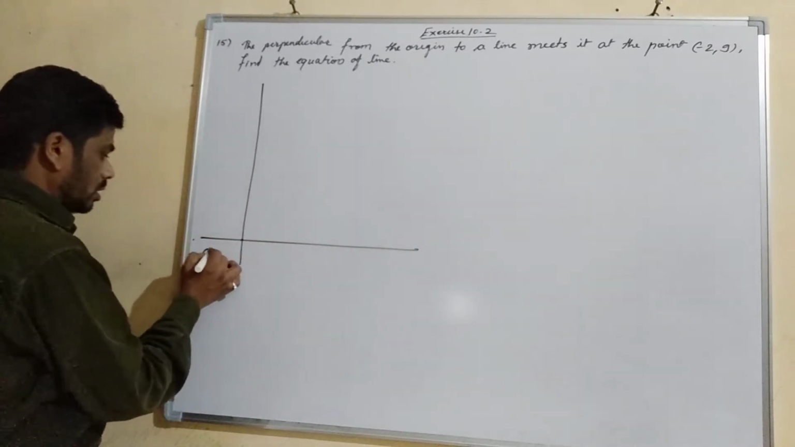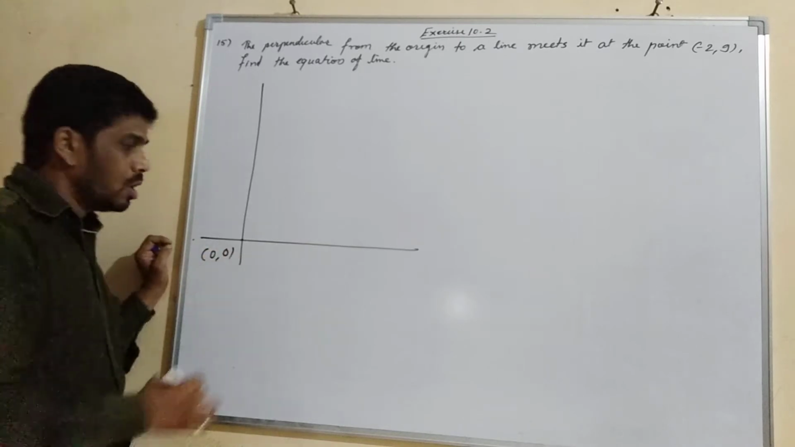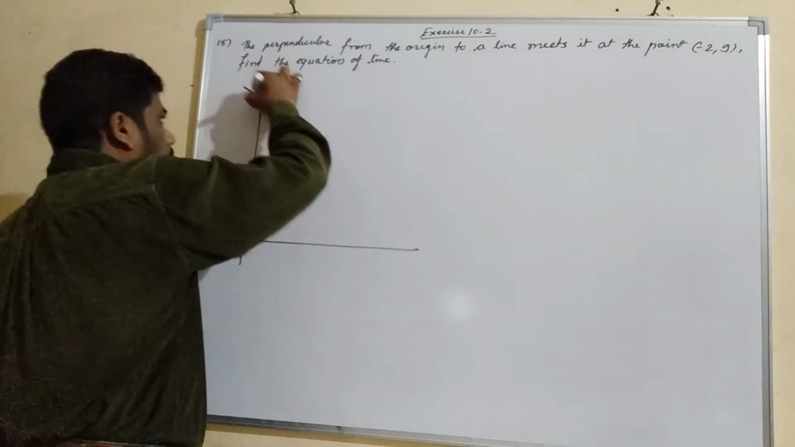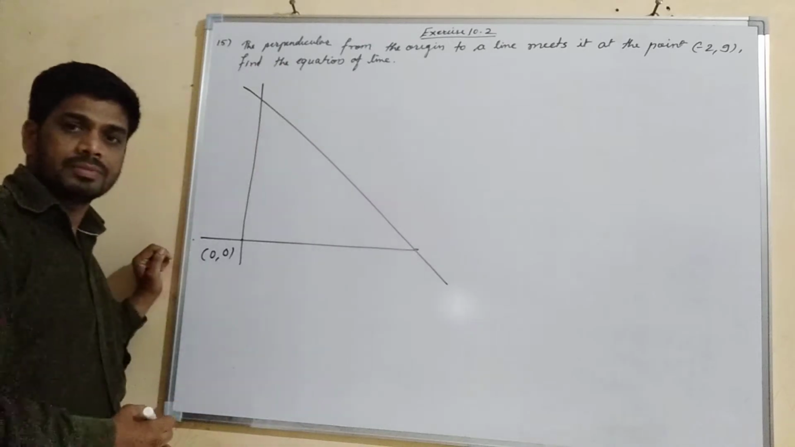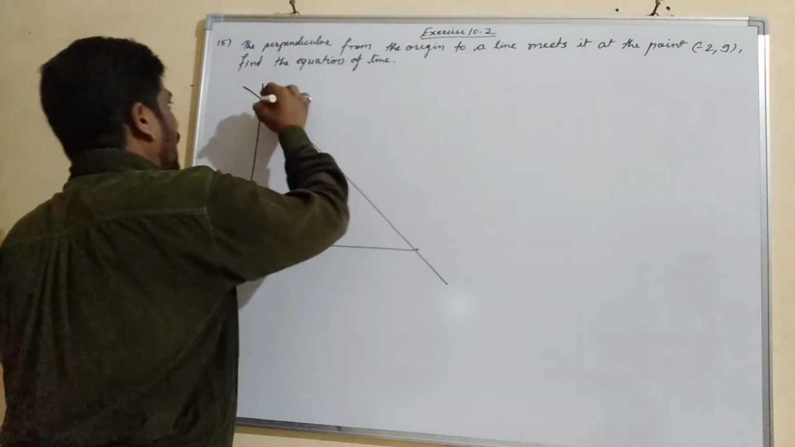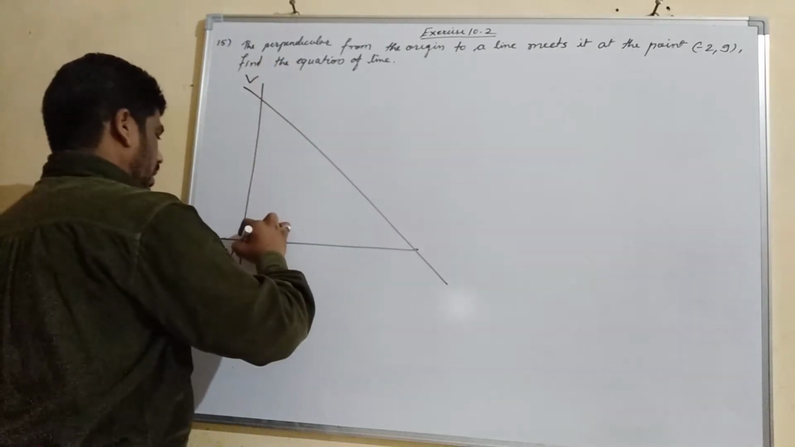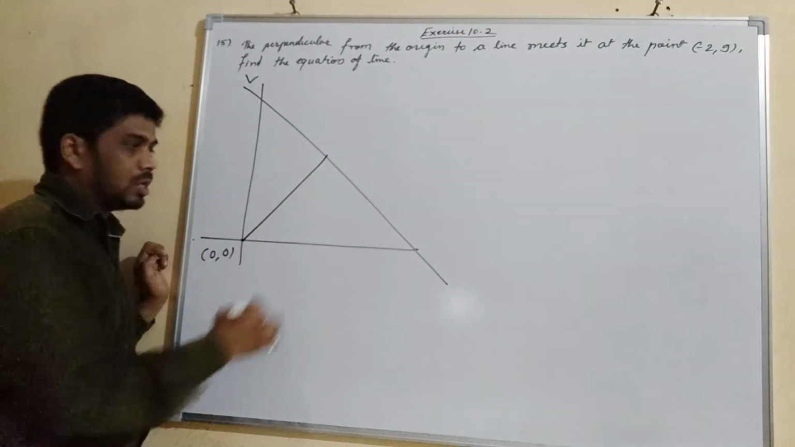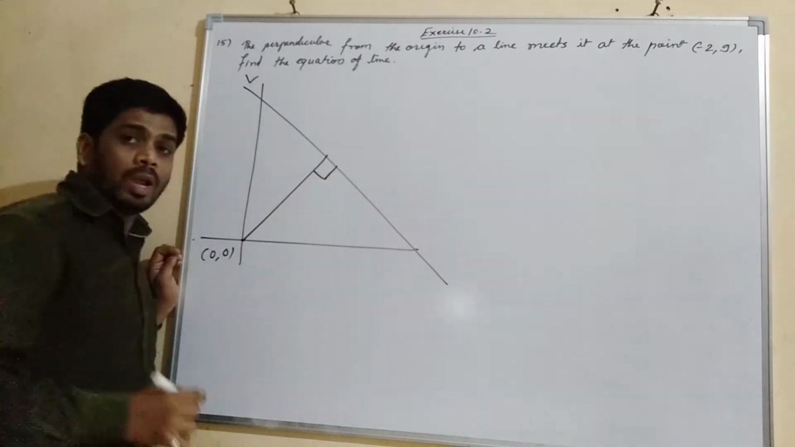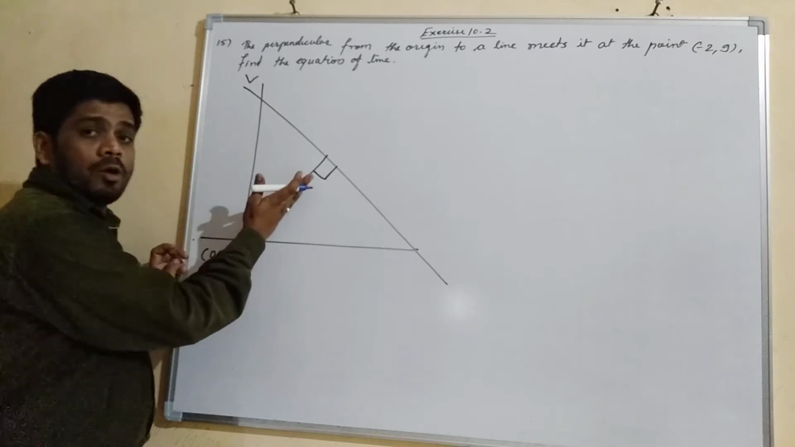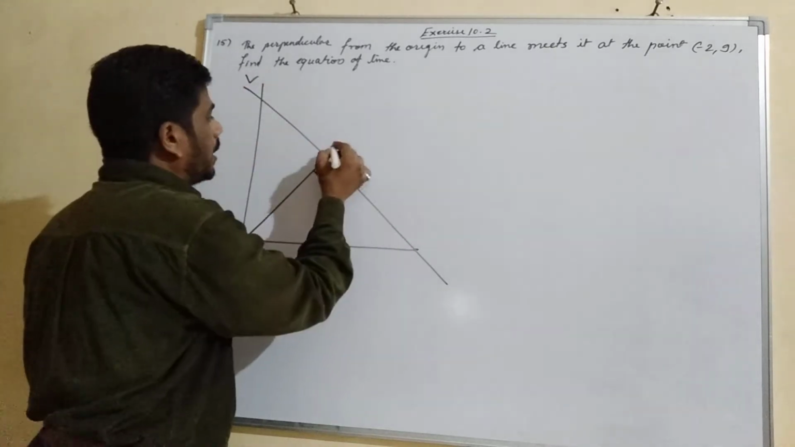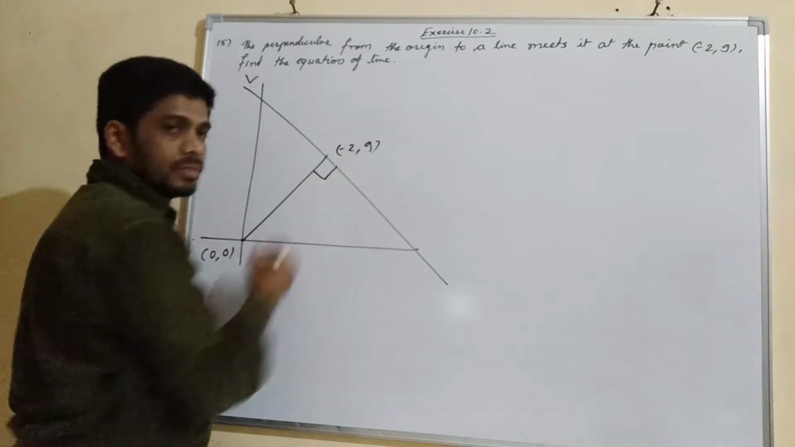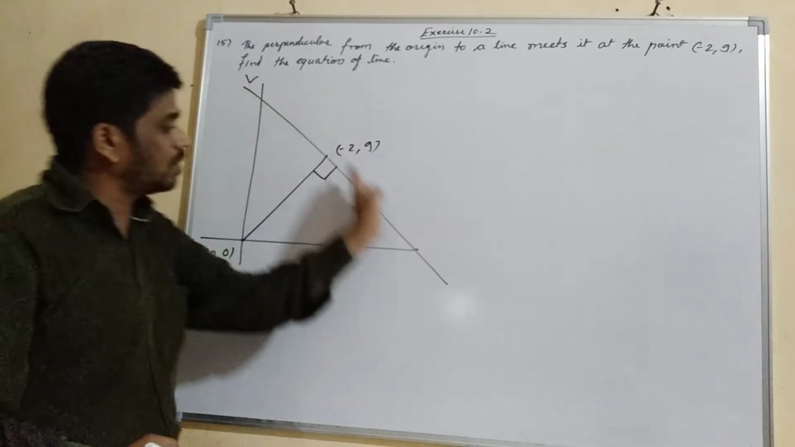This is the origin. Its coordinates will be (0, 0). A perpendicular is drawn from the origin to the line. This is the line L, and we draw the perpendicular from the origin. This perpendicular will meet the line at the point (-2, 9). We have to find the equation of this line.